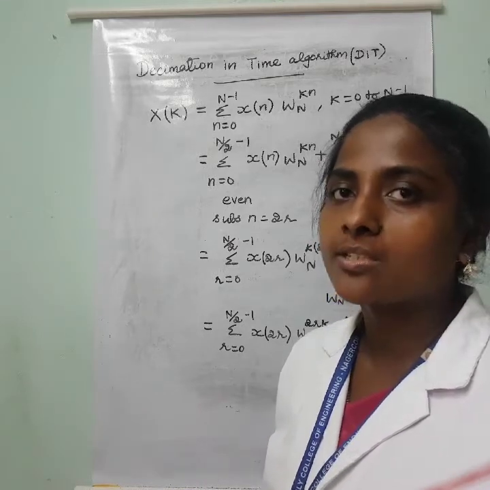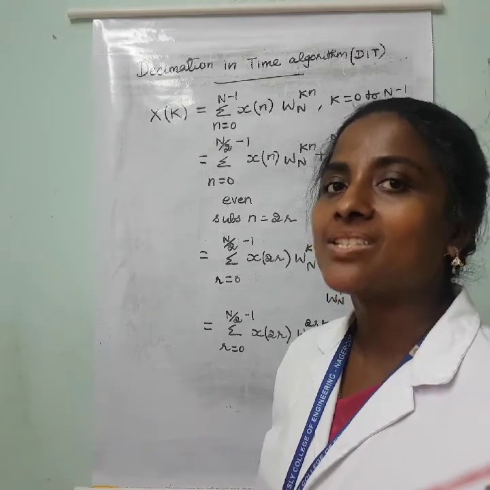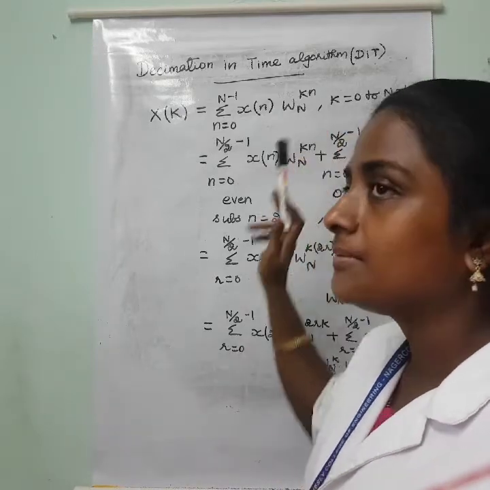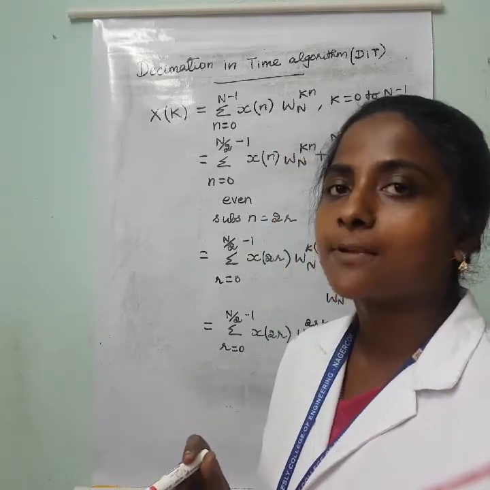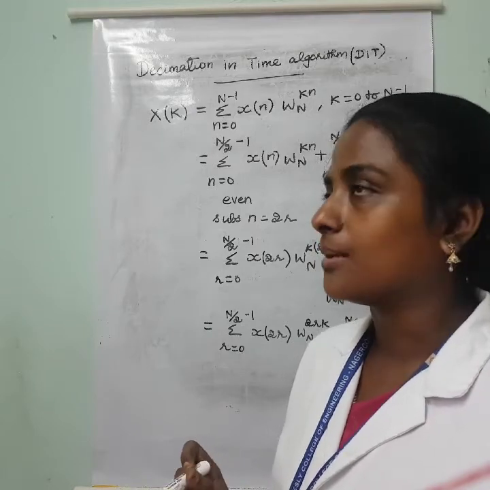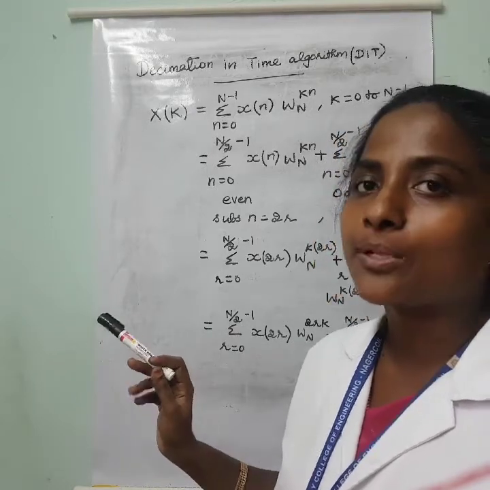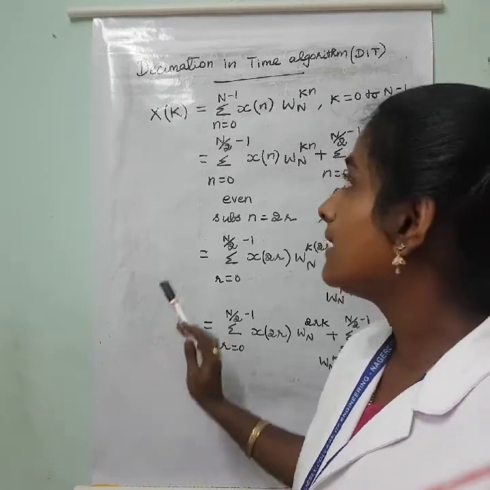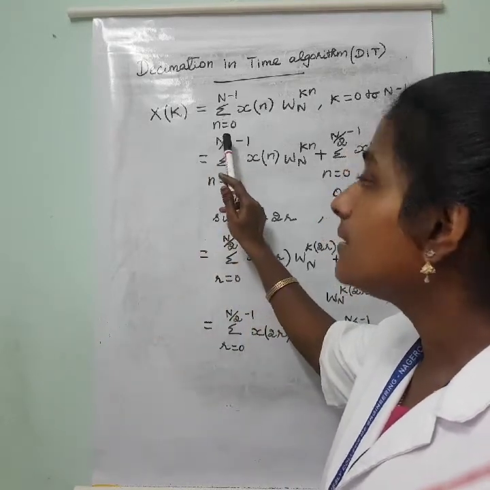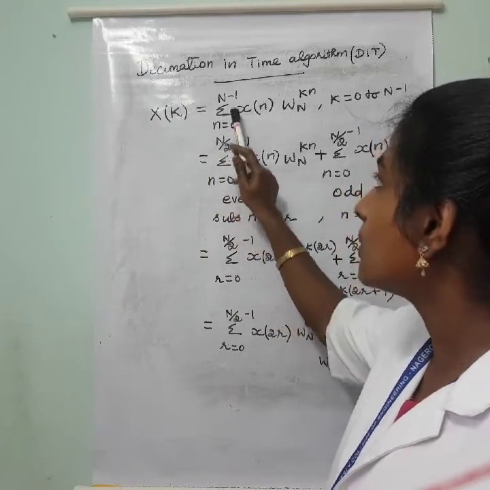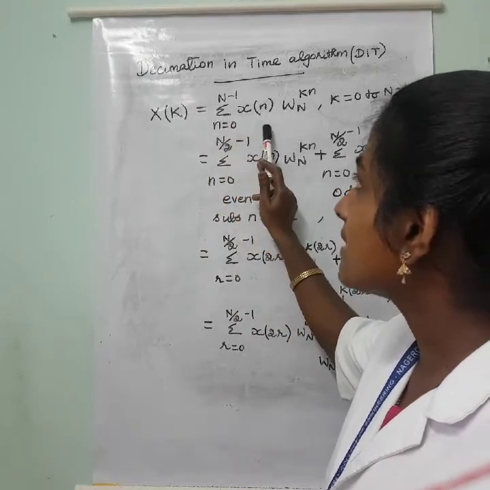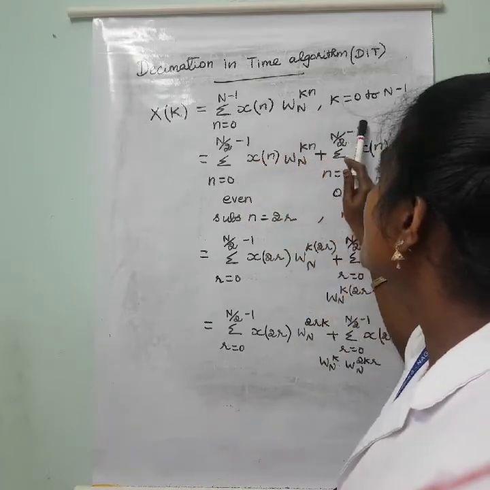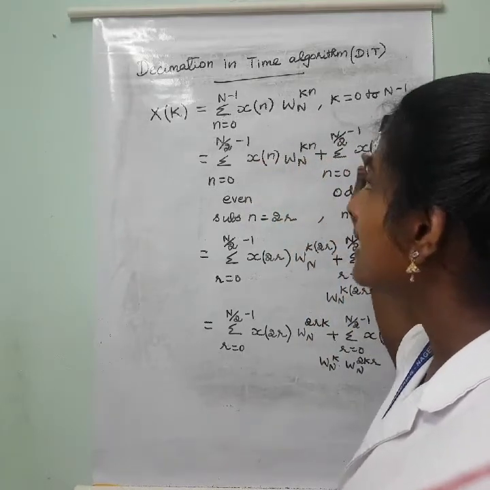Today I am going to teach about the DIT algorithm, that is the decimation in time algorithm, which is shortly spelled as DIT algorithm. First of all, here we have the formula, that is the discrete Fourier transform formula, that is X of k is equal to summation n is equal to 0 to N minus 1 x of n into W_N power kn, where k is equal to 0 to N minus 1.